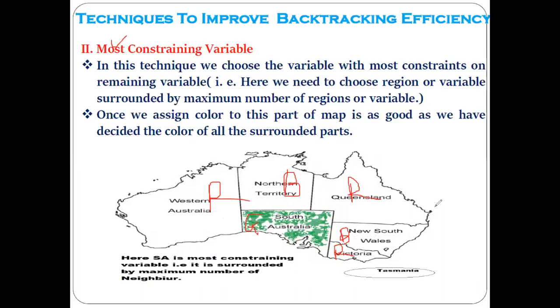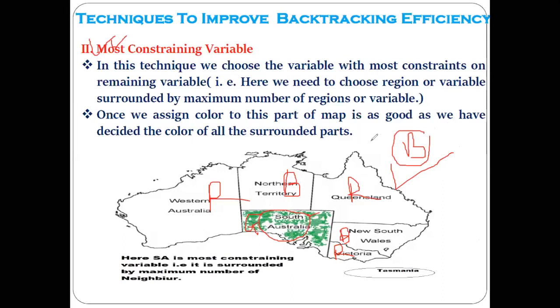No. Is there any conflict? No, sir. Just by choosing this variable, our problem is getting solved easily. Correct or not? Yes, sir. So if you try another variable instead of this, then the number of backtracks will increase. So this is the most important technique to increase the backtracking efficiency. That is the most constraining variable.